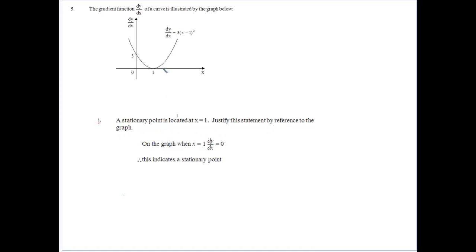Well, as we just said, at x is equal to 1, we know from the graph that dy/dx is equal to 0. So we know stationary points exist when the first derivative is equal to 0. So that must indicate some sort of stationary point.